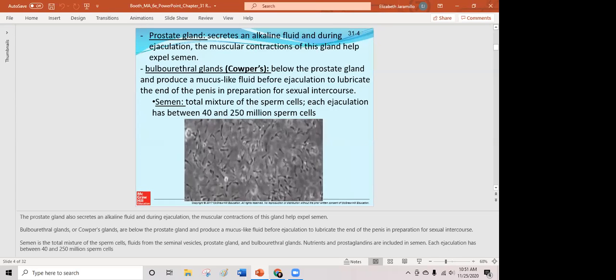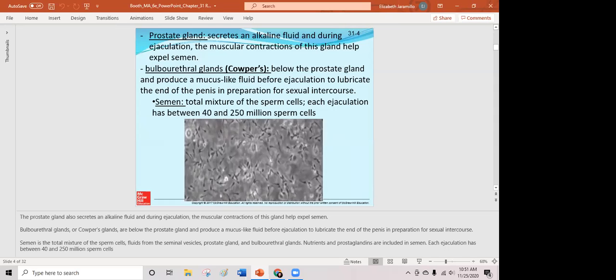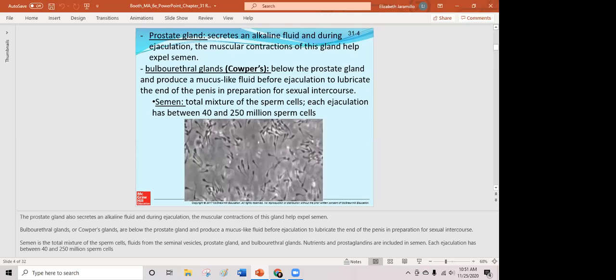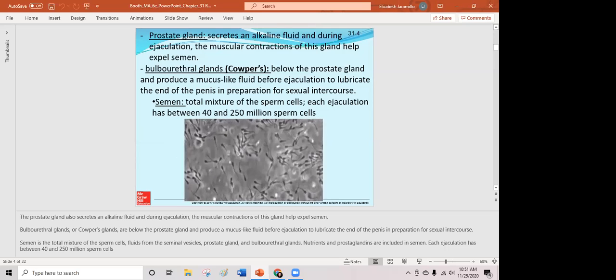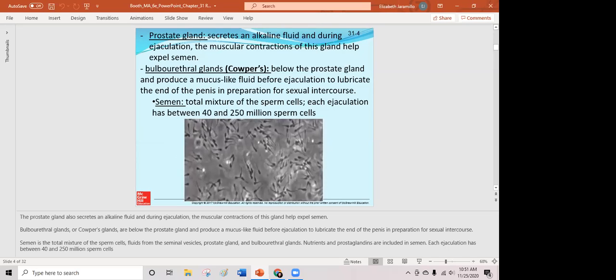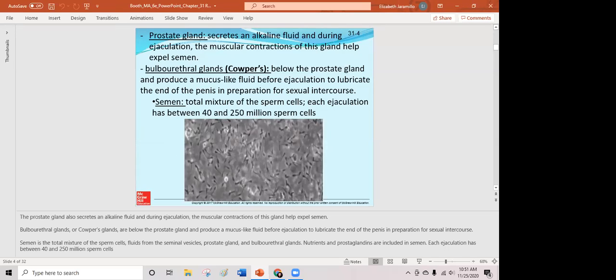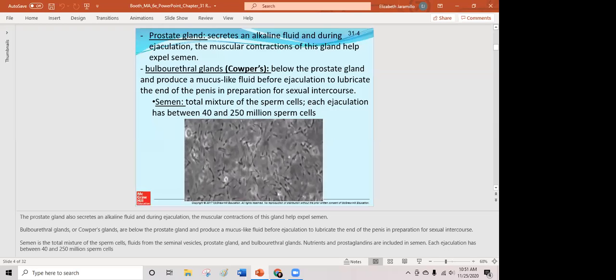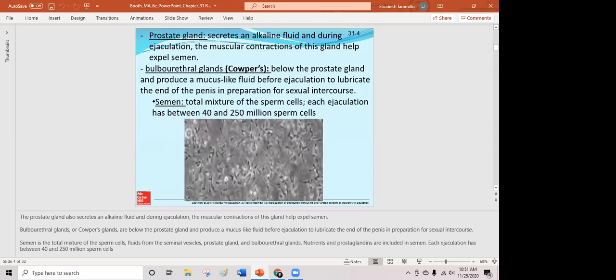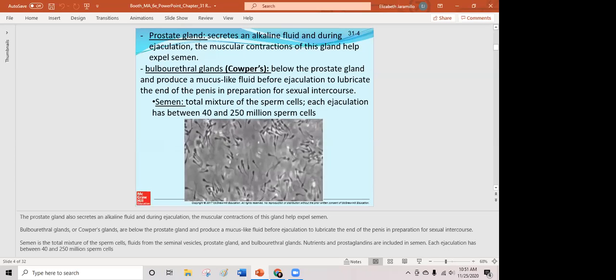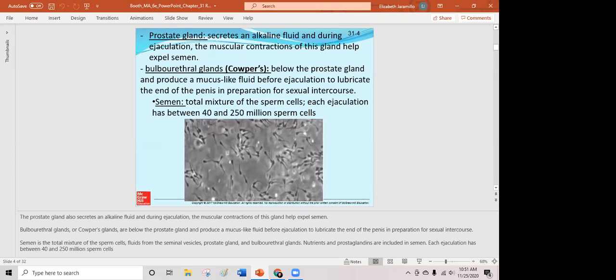So we also have the prostate gland. The prostate gland secretes an alkaline fluid, and during ejaculation, the muscular contractions of this gland help expel the semen out. So your prostate gland acts almost like a pump in that sense, because it contracts and creates that movement, the flow.